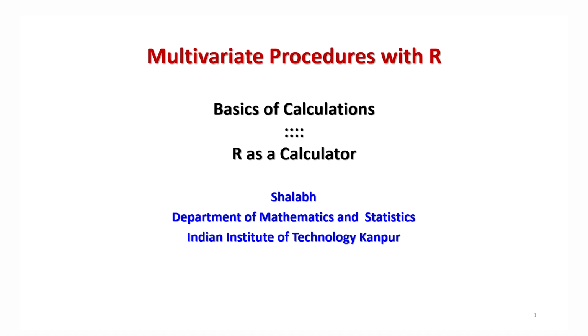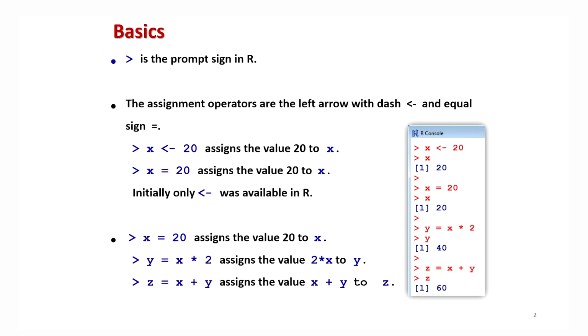So now in this lecture, we are going to understand how R works just like a calculator. But before that, let me give you some basic idea. As we have already discussed, this greater than sign is the prompt sign. If you look at the screenshot here on the right hand side, this is the prompt sign. Now you are well aware of this symbol. And the assignment operators in R software are the less than and hyphen sign like this, as well as the equality sign like this. Now this gives an obvious question: why are there two?